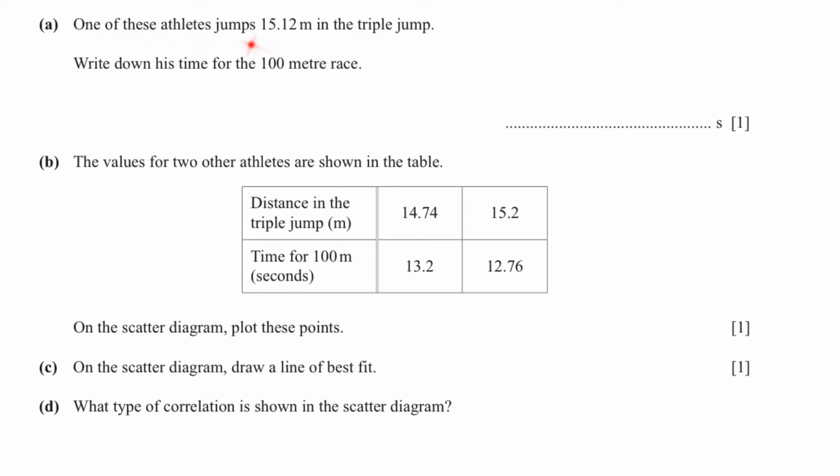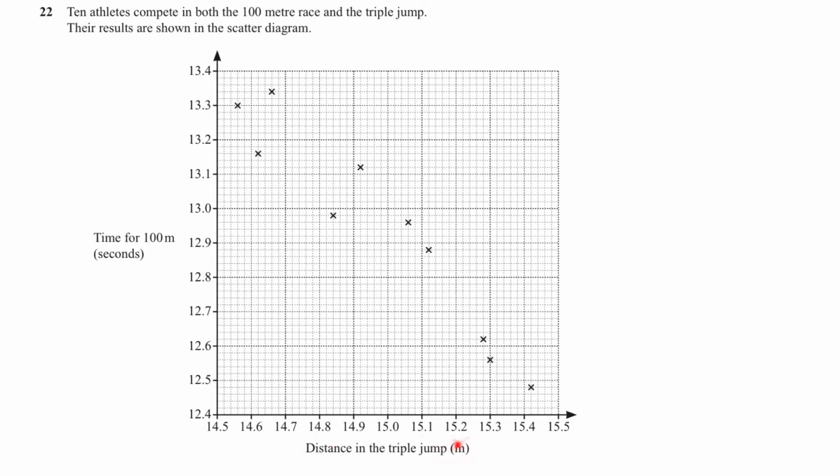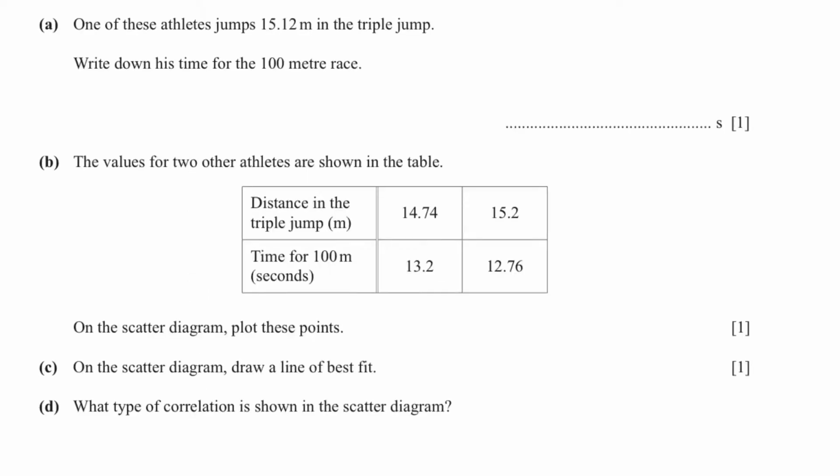One of these athletes jumps 15.12 meters in the triple jump. Write down his time for the 100-meter race. This is the distance in the triple jump, and it is 15.12. So this is the line here, 15.12, and this point here is this. So we have 12.82, 4, 6, and 8. So the answer is 12.88.